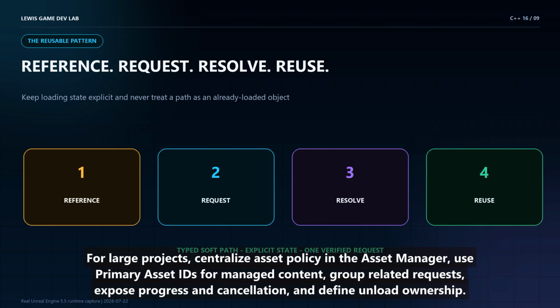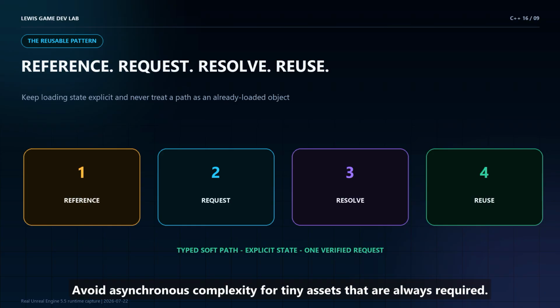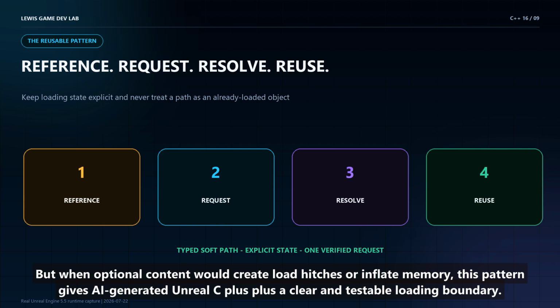For large projects, centralize asset policy in the asset manager. Use primary asset IDs for managed content, group related requests, expose progress and cancellation, and define unload ownership. Avoid asynchronous complexity for tiny assets that are always required. But when optional content would create load hitches or inflate memory, this pattern gives AI-generated Unreal C++ a clear and testable loading boundary.